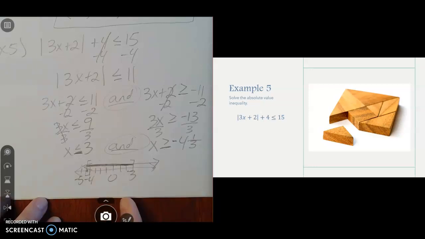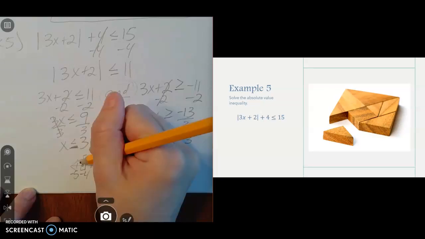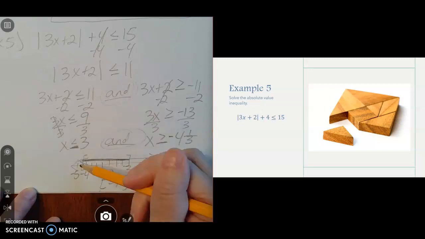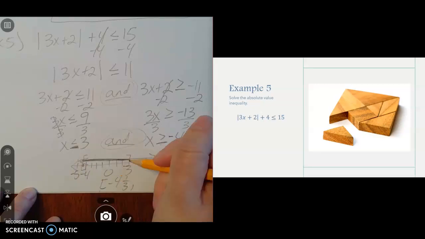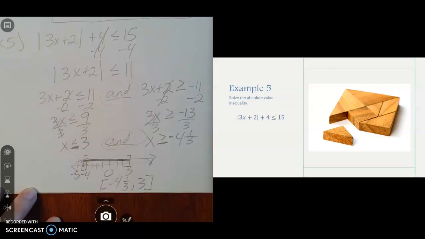So when I'm doing the interval notation of that overlap, how far left does it go? It starts at negative 4 and a third. It does have a bracket because we are including it, just like in the graph. How far right does it go? It stops at 3, and 3 will also have a bracket, okay, because they both were or equal to, and I even included that in my graph here, so I remembered to use a bracket in my interval notation. So there's the graph, there's the interval notation for this one.